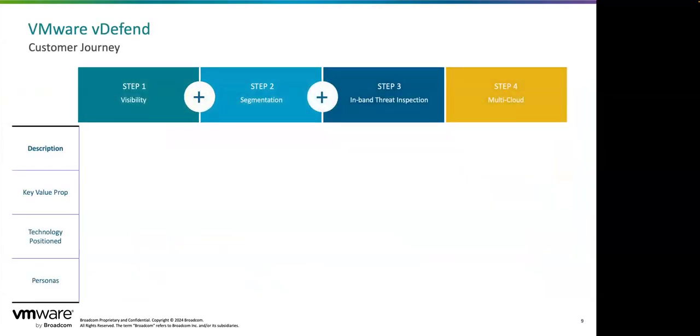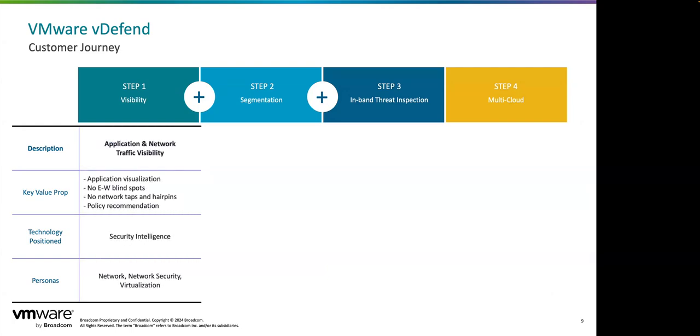So where do customers typically start this journey into securing their infrastructure? Now, there's no one way that is correct for every customer, but if we have to lay out just a plan that customers can follow, step one might be just visibility, understanding what's in the environment. How do I know how my applications are communicating? So getting application visualization, leveraging tools that don't have any east-west blind spots, leveraging tools that don't require network taps and hairpins.